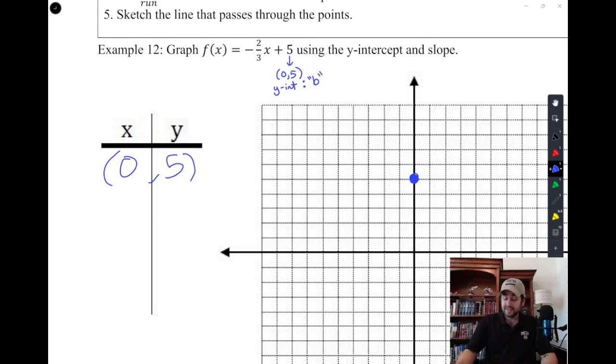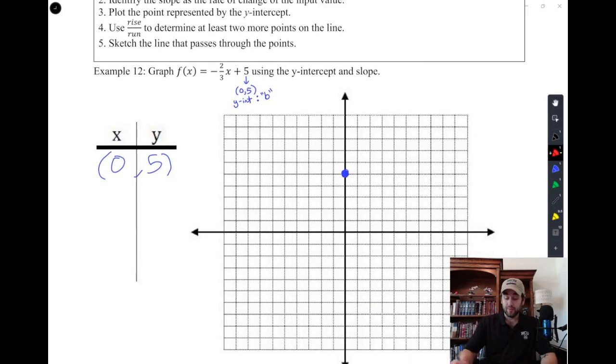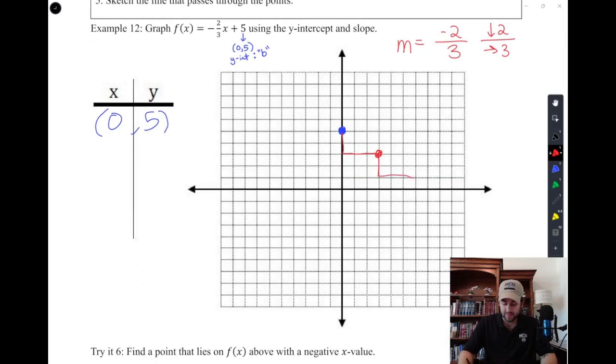And then what I'm going to do is use rise over run and not do any points. And so the m is -2/3, which means I'm going to go down 2 and to the right 3. Down 2 to the right 3, plot a point. And we're just going to keep doing that.